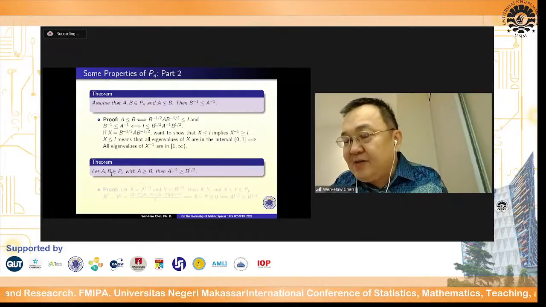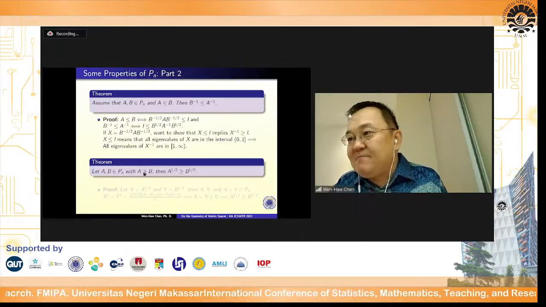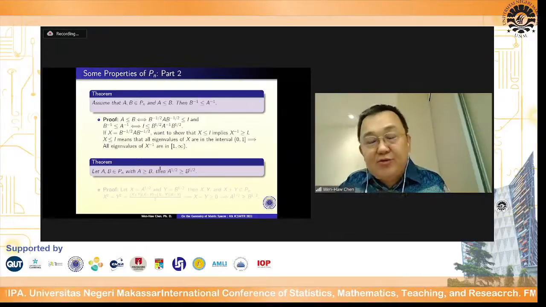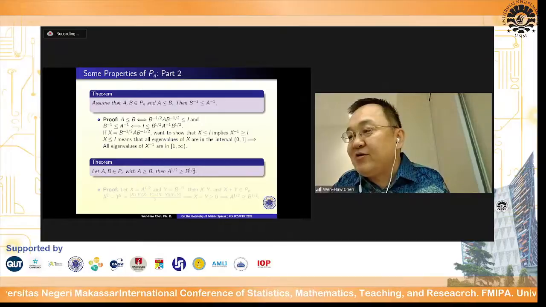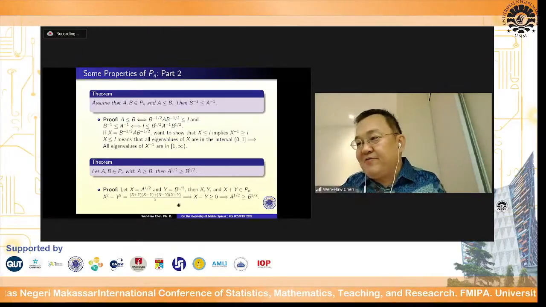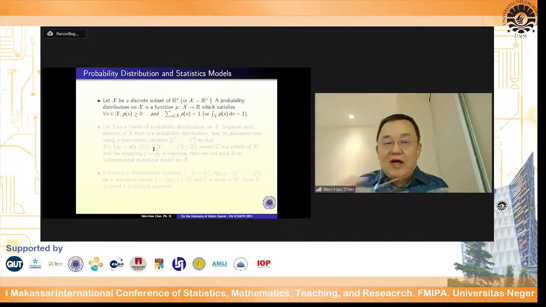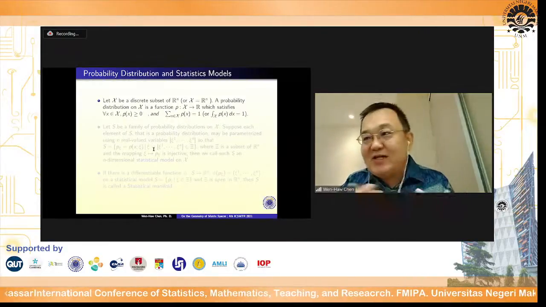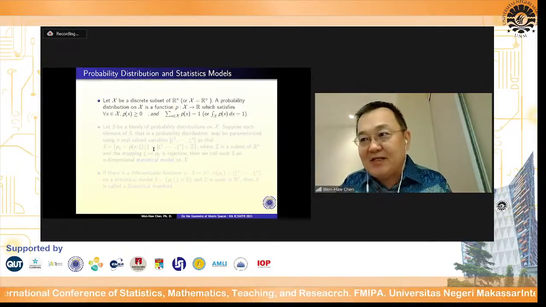And if A, B are both positive definite matrices with A bigger than or equal to B, then the square root matrix of A is bigger than or equal to the square root of B. The proof is just like this. Okay, and why is this important? Because it has a relationship with probability.